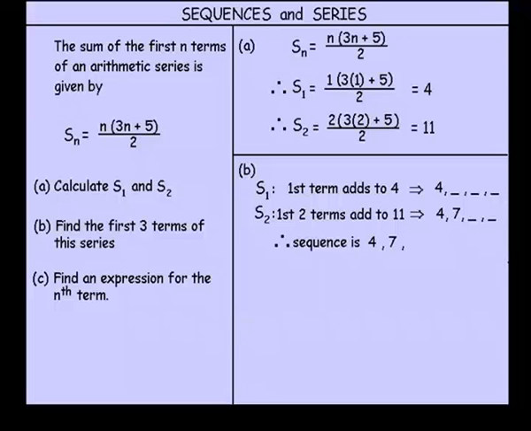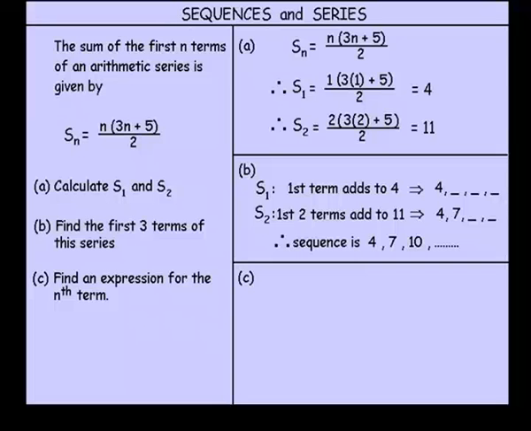Right, the question there asks for the first 3 terms. So far we have 4 and 7. Well, we're given that it's arithmetic, which means it goes up by the same difference. Well, it's going up by 3, so the next term has got to be 10. So that's our first 3 terms of the sequence there.